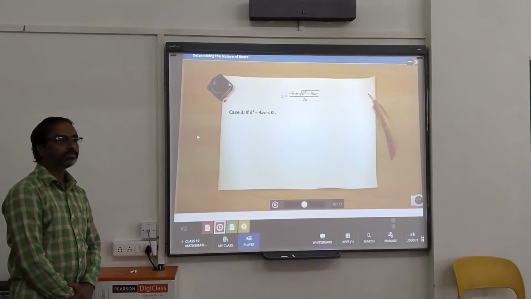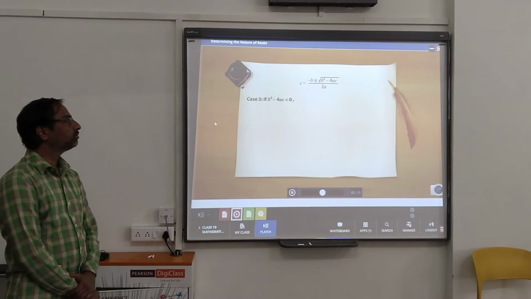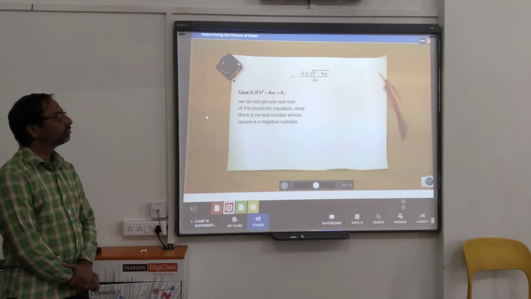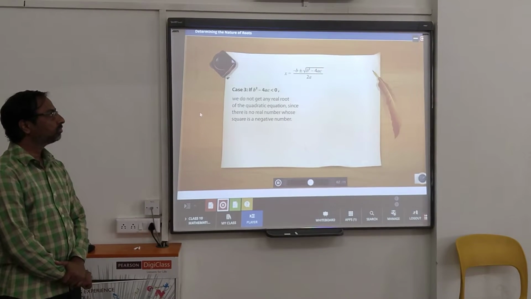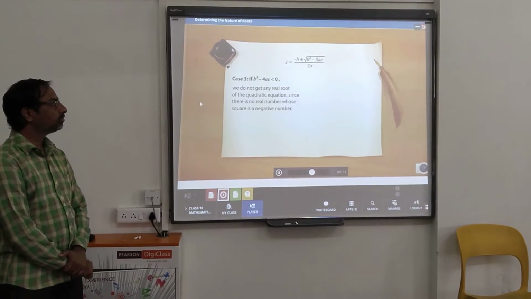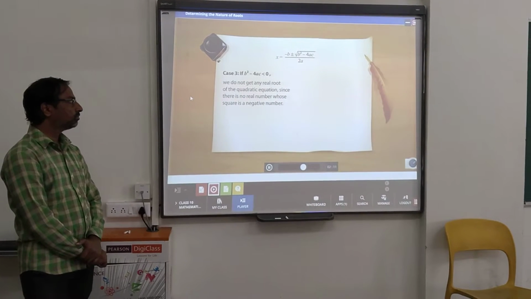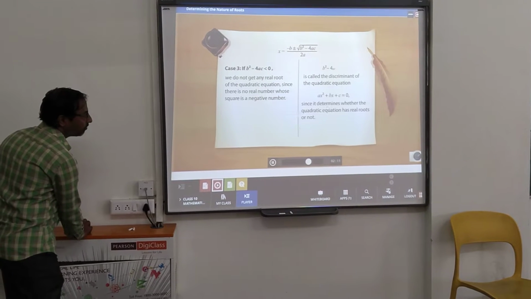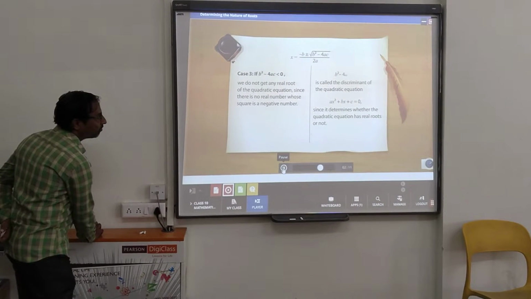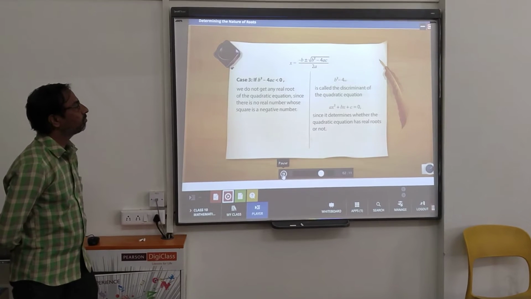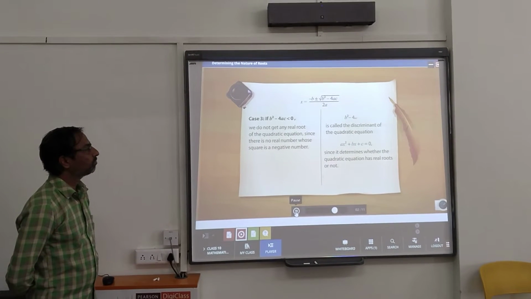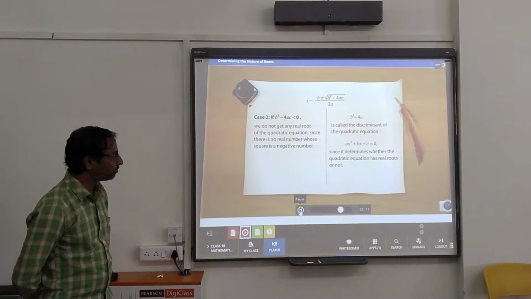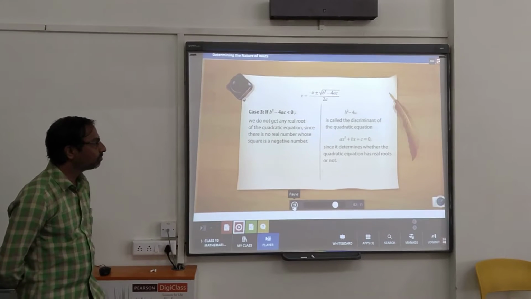Now let's consider the case where b square minus 4ac is less than 0. In this case, the part of the quadratic formula under the square root is negative. There is no real number whose square is a negative number, so we do not get any real root of the quadratic equation. We see that in each case, the nature of the roots of the quadratic equation is determined by the part b square minus 4ac. Therefore, b square minus 4ac is called the discriminant of the quadratic equation.